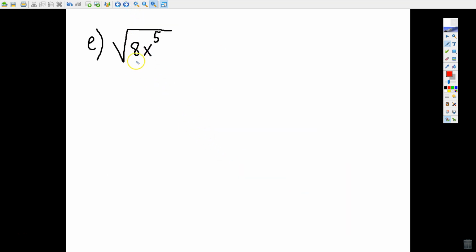Okay, let's try this one. Square root. So there is no perfect square root for x, but 4 has a perfect square root, and it divides into 8. 4 divides into 8 2 times. All right, so 4 times 2 is 8.